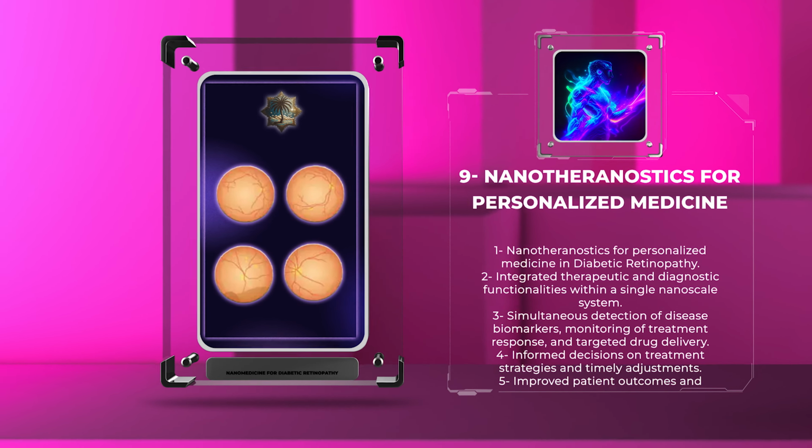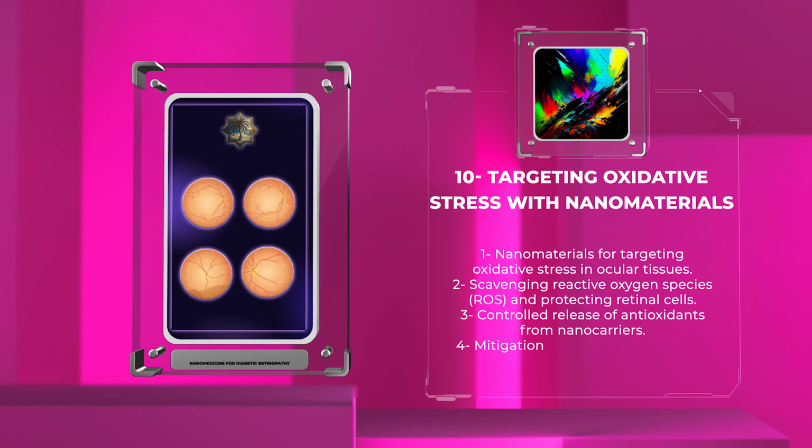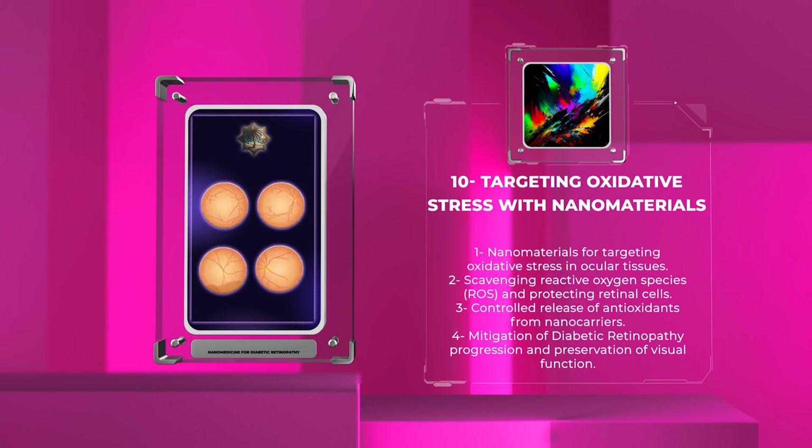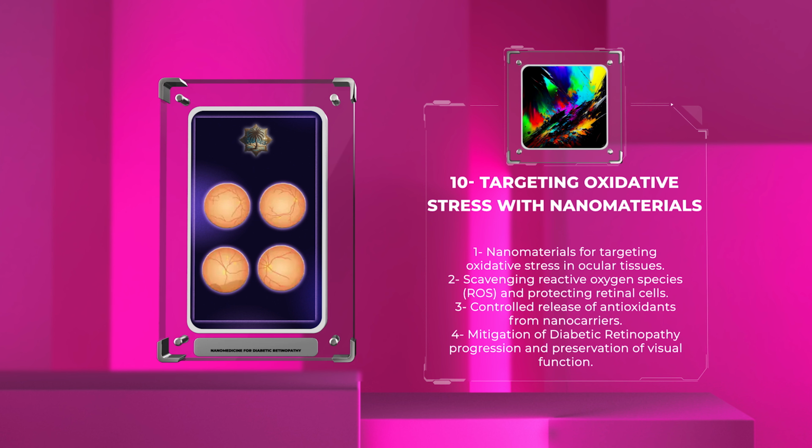Oxidative stress, characterized by an imbalance between the generation of reactive oxygen species, ROS, and the antioxidant defense mechanisms, plays a pivotal role in the pathogenesis of diabetic retinopathy. Nanomaterials, such as antioxidant nanoparticles and nanocarriers loaded with antioxidant agents, offer a novel strategy for targeting oxidative stress in ocular tissues. These nanoscale systems can scavenge ROS, counteracting their damaging effects on retinal cells.